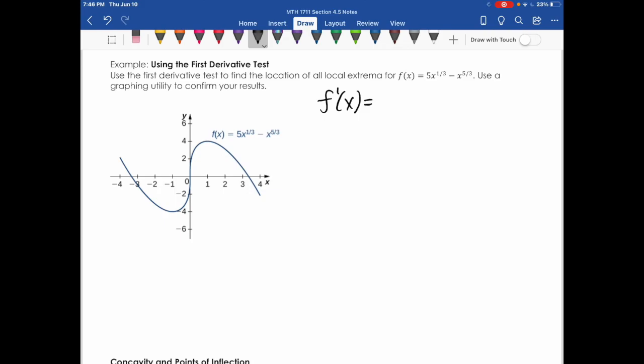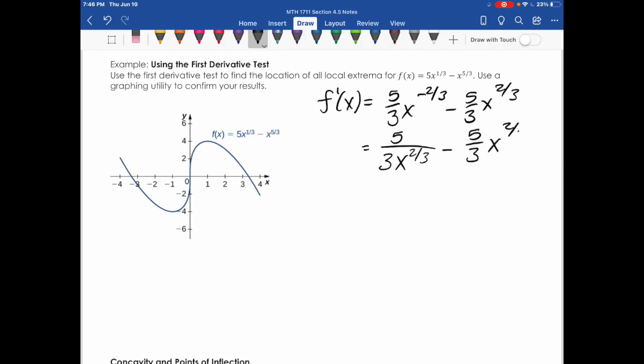And then we can check it with a graph. So first we'll take the derivative. So when I take the derivative, I'm going to get 5/3 x to the negative 2/3 minus 5/3 x to the 2/3. I can simplify this by making that negative 2/3 exponent positive by taking the reciprocal. So then I would have 5 over 3x to the 2/3.